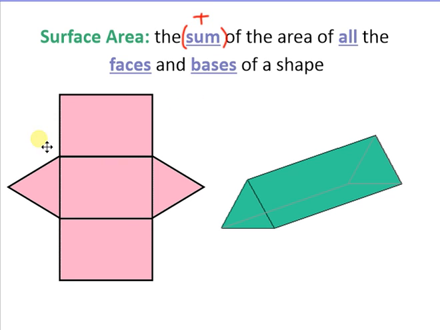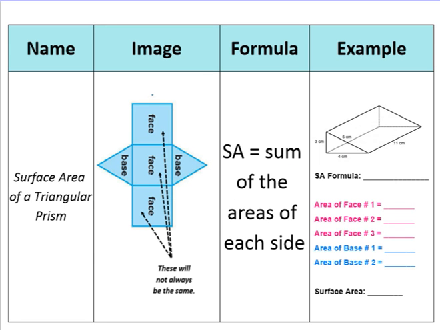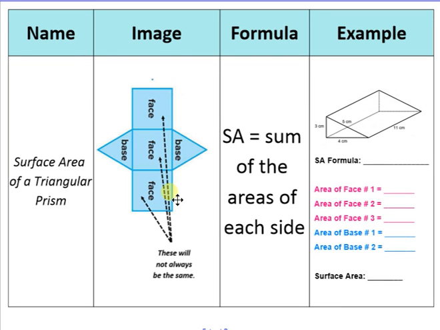So over here I have a net of a triangular prism, and you can see that it has two triangles that are the bases, and then it has rectangles that are the faces. And then over here I have a closed figure that is also a triangular prism. So you're going to want to put this on your formula sheet here. For your image, I've given you a net because it makes it a little bit easier to understand surface area.